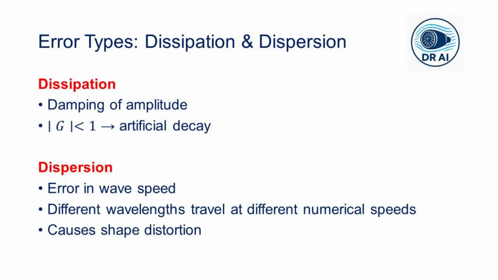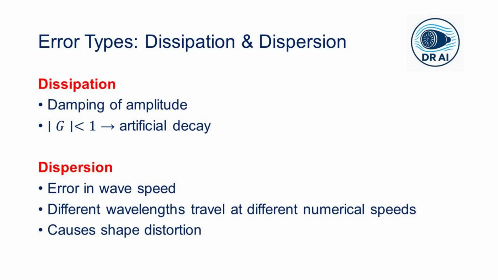Dissipation refers to the damping of wave amplitudes. If the modulus of the amplification factor is less than 1, the scheme is dissipative. High frequency modes decay artificially. This can be beneficial for stability but smears sharp gradients.